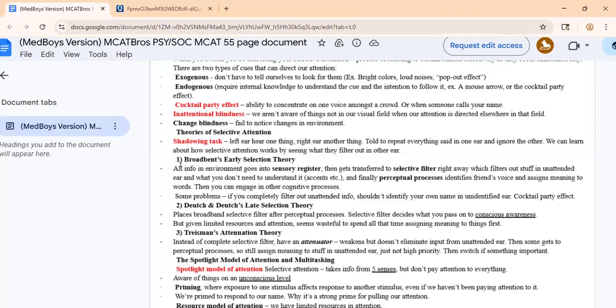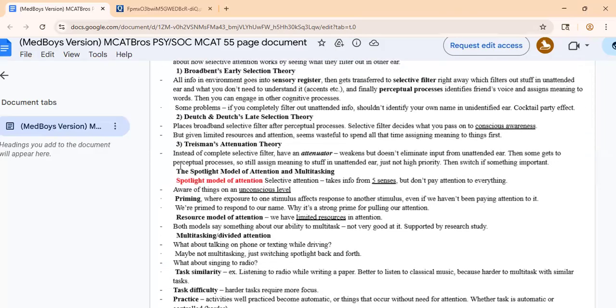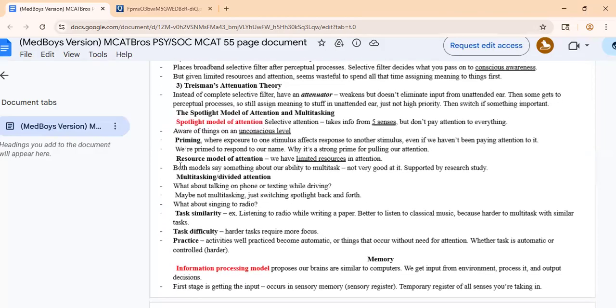Treisman just focuses on the selective filter weakening. So the selective filter weakens, but doesn't get eliminated. So there are different things when it comes down to multitasking and the spotlight of attention. Priming is when we first get exposed to that stimulus. That's basically what it is. It's just when we first get exposed to that stimulus.